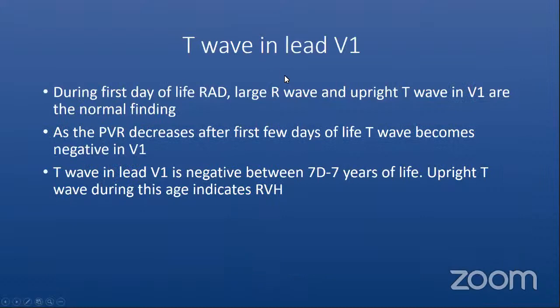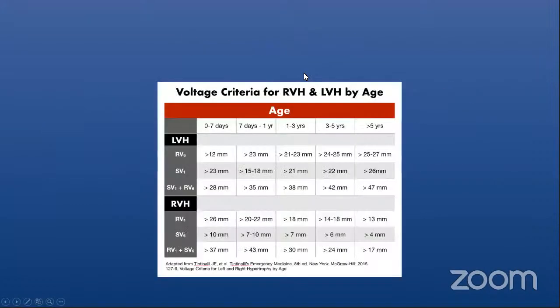T wave abnormalities in lead V1, as I mentioned before, you have to really remember that finding. Then what are the voltage criteria for right ventricular hypertrophy and left ventricular hypertrophy for age? For right ventricular hypertrophy from 0 to 7 days of life, if the R wave in V1 plus the S wave in V6 is more than 37 millimeters, that is right ventricular hypertrophy for that age. You have to remember some of these figures. Obviously, a pure R wave more than 25 millimeters during the first week of life is right ventricular hypertrophy.